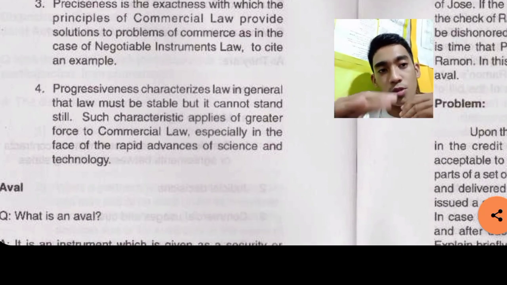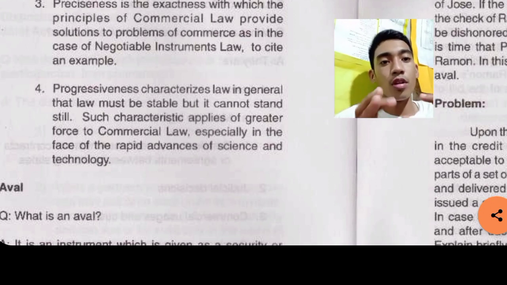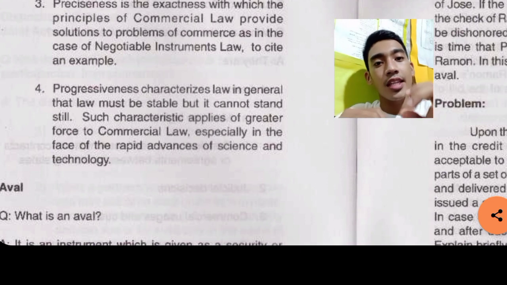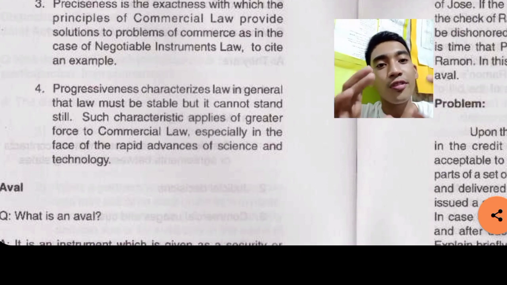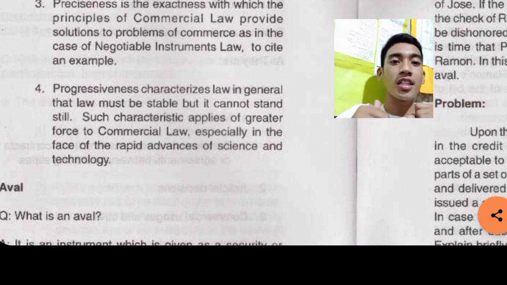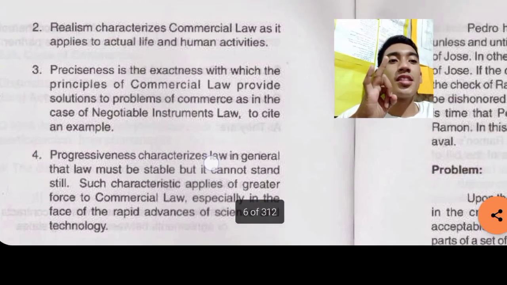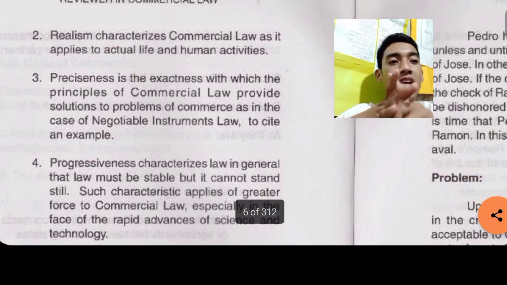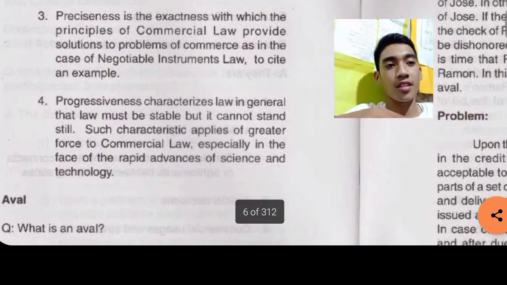Progressiveness, so moving forward: law must be stable, but it cannot stand still. Such characteristic applies with greater force to commercial law, especially in the face of the rapid advances of science and technology. So, universality, realism, preciseness, and progressiveness. Those are the characteristics.